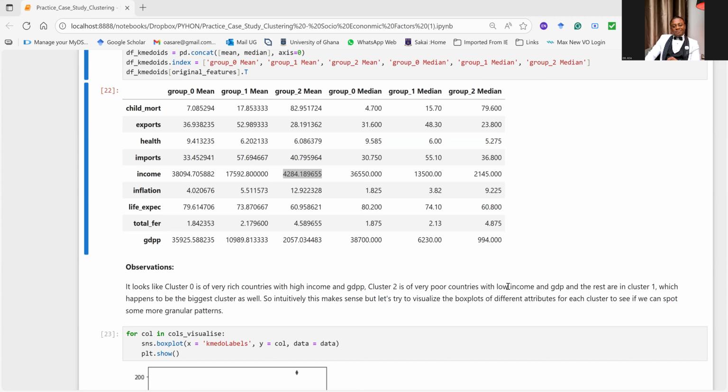We faced this thing the last time. You remember I said that when it assigns a number, it assigns it without knowing whether it is poor or rich, so it may have swapped some of this. The rest are in cluster 1, which happens to be the biggest cluster. Intuitively, this makes sense, but you need to visualize the box plot to see what is really happening. I normally like it when the names are attached, because it makes things even.